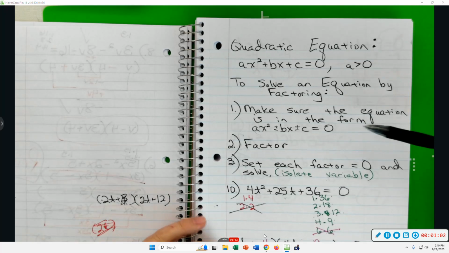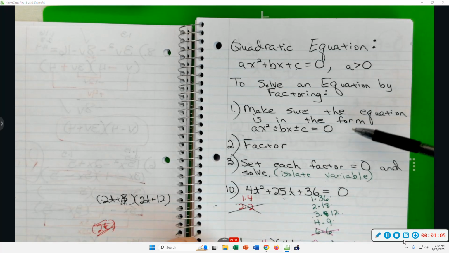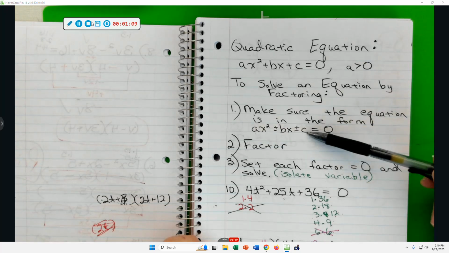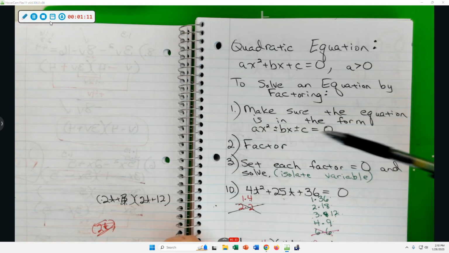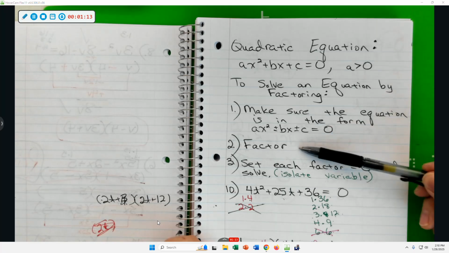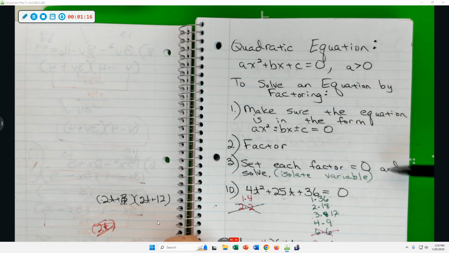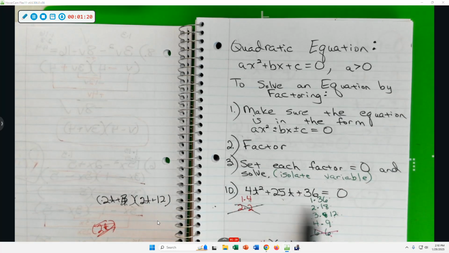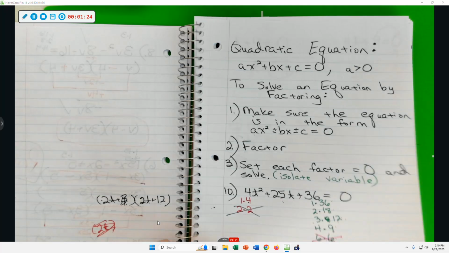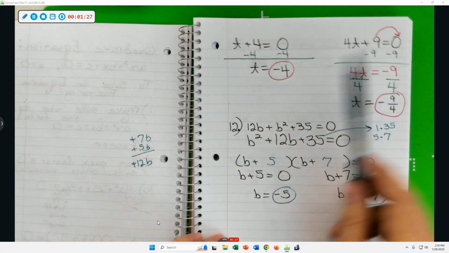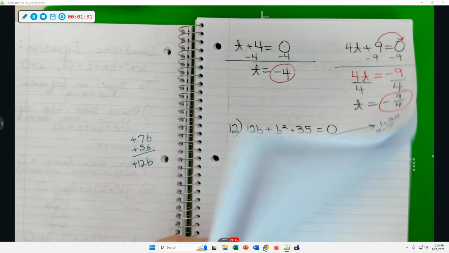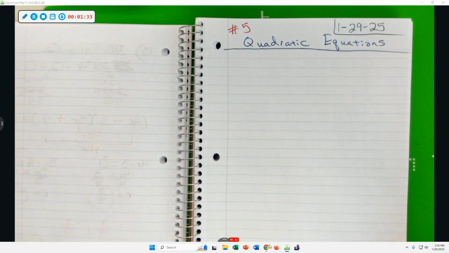But we said to solve an equation by factoring, we had to make sure it was in this form here: the descending order trinomial equals 0. We factor the expression, and then we set each factor equal to 0 and solve. I recall doing this problem here, factoring it, and then setting the factors equal to 0, and getting our solutions for the variable. We did several of those, and I think we'll start with number 3.